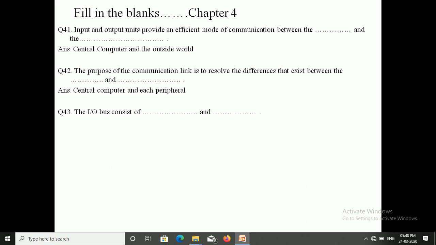The input output bus consists of dash and dash. We have two kinds of bus, memory bus and input output bus, and both buses consist of address bus, data bus and control bus.